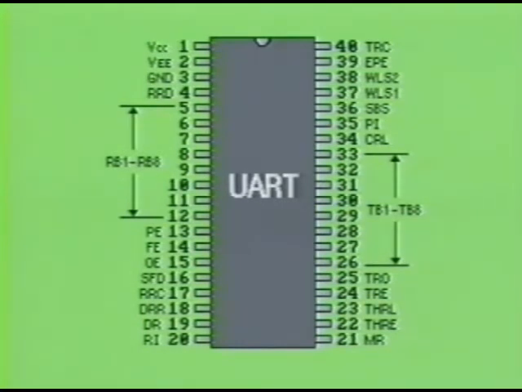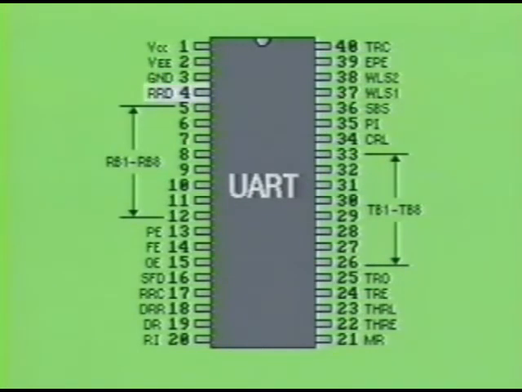We will briefly examine the function of each pin on this IC. Pin 1 is labeled VCC. It will connect to the positive 5-volt side of the DC power source. Pin 2 is labeled VEE. It is commonly connected to the negative 12-volt power supply. Pin 3 is labeled GND. It, of course, is connected to the ground plane.